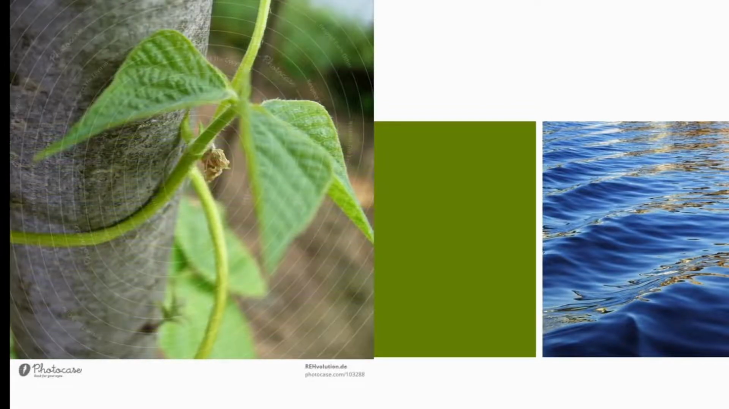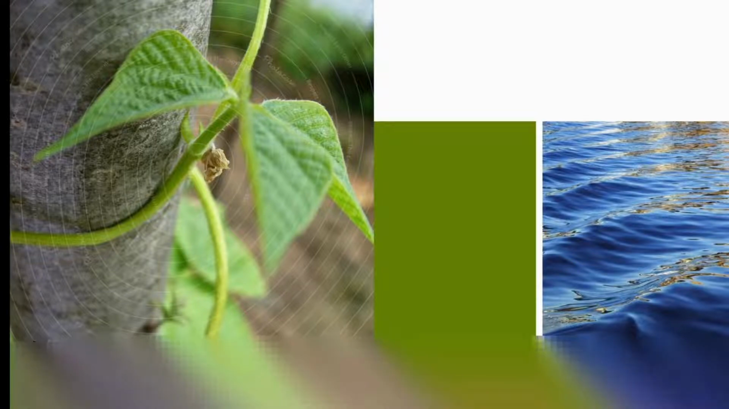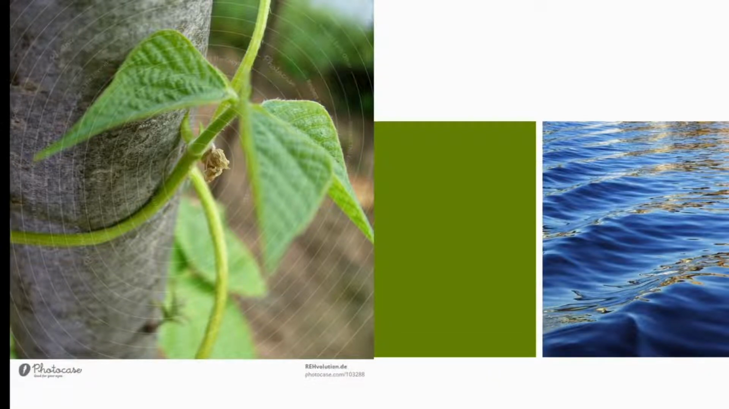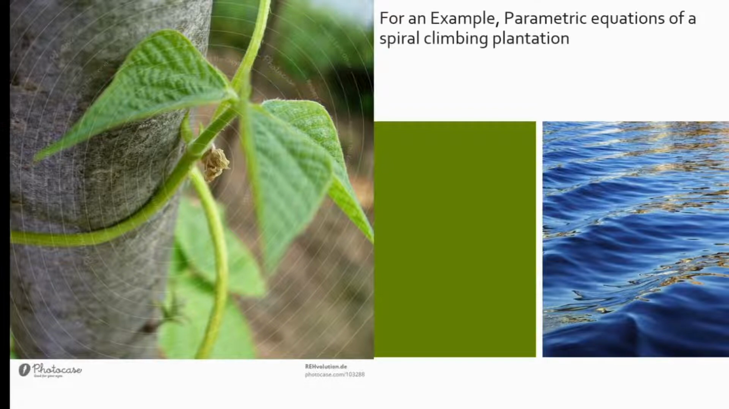Hi, welcome back from the previous general formulation sections. Allow me to bring you into nature and experience the growth path of a plant. Assuming the parametric equations of a spiral climbing plant, there are three vector components. Component x equals 3 cosine t, component y equals 3 sine t, and component z equals half t.